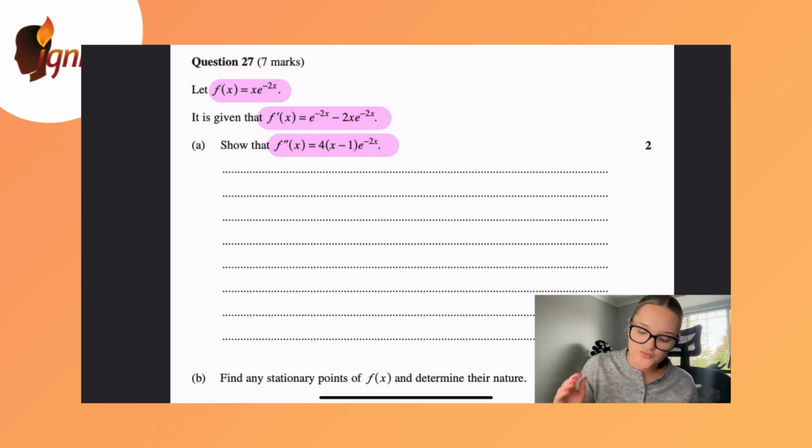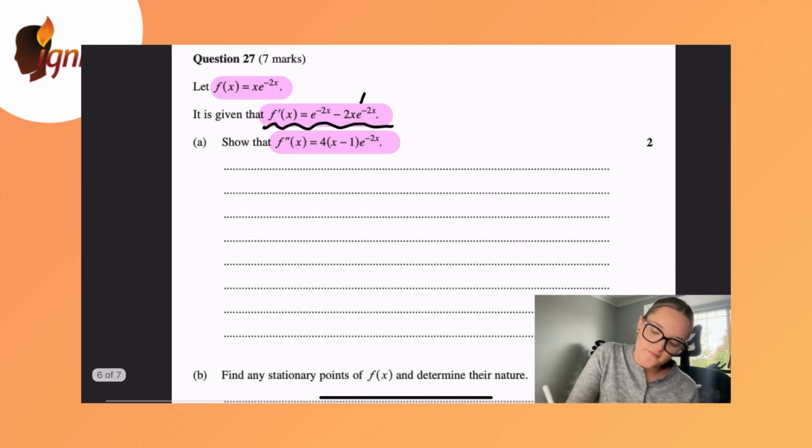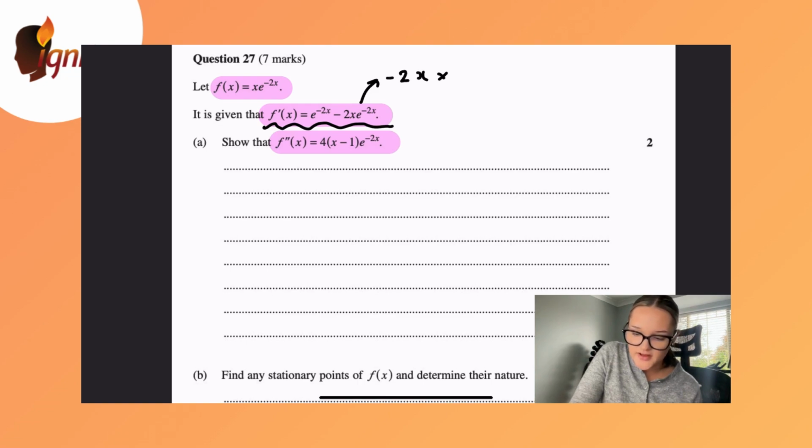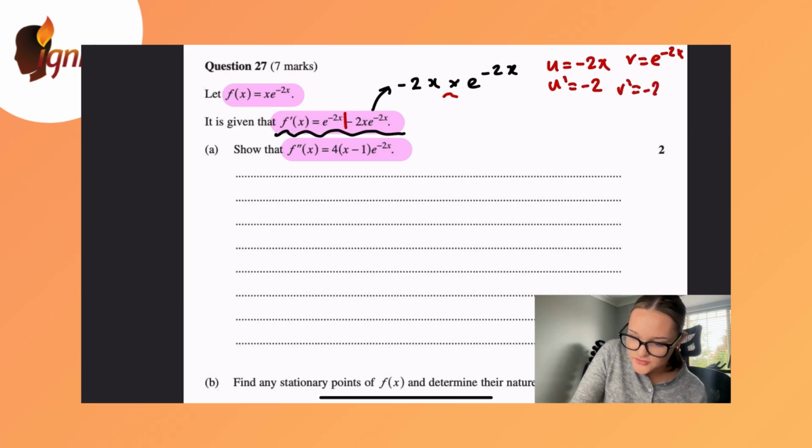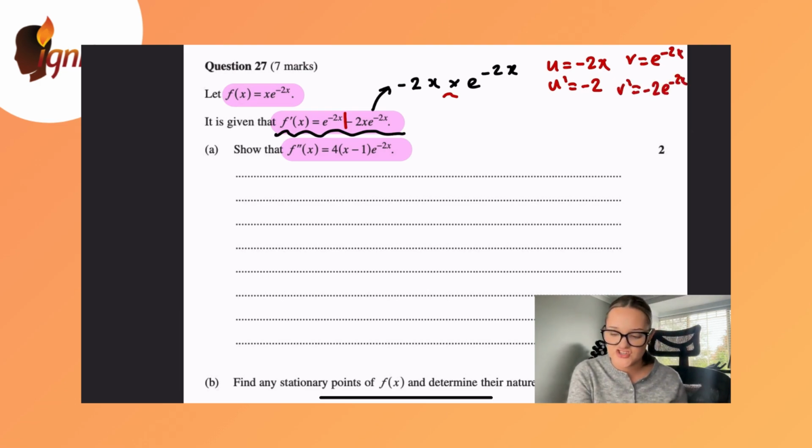So if we have a look at which rule we want to be using, we're differentiating this function here. I can see that this part of the function can be split up as negative 2x times e to the negative 2x. Now because I have a product here, I'm going to be using my product rule just for this second part of my function. So let's define my different variables. We have u is equal to negative 2x, u dash is equal to negative 2, v is equal to e to the negative 2x, and v dash is equal to negative 2 e to the negative 2x, just by using my rules of differentiation there.